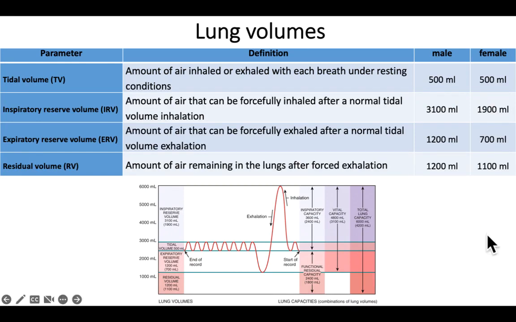So assessing lung function can be done by measuring lung volumes and lung capacities. These are tests that physicians will do to determine the extent of possible lung injury or decrease in function. So for my class, it's largely knowing these volumes. What do they mean?